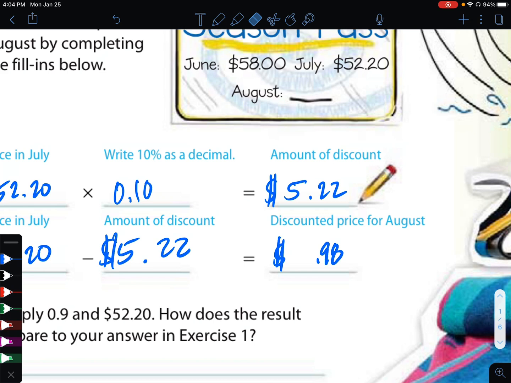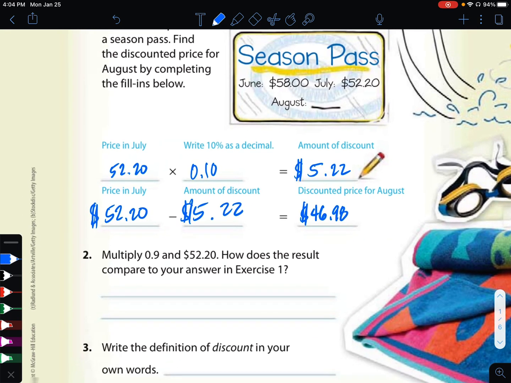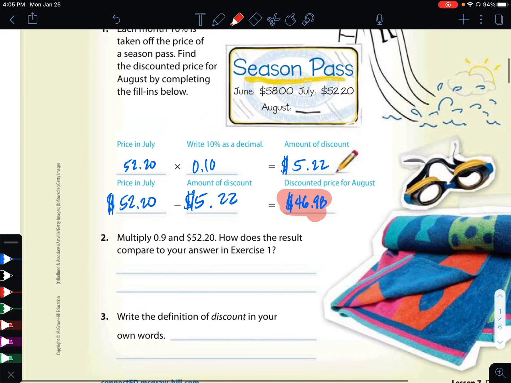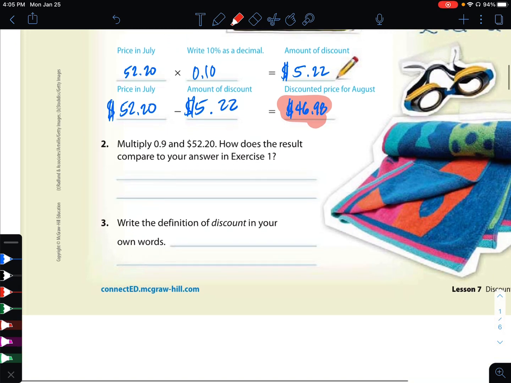Sorry, a little bit of a math confusion here. It's $46.98. So this now becomes the price after the discount for August: $46.98.